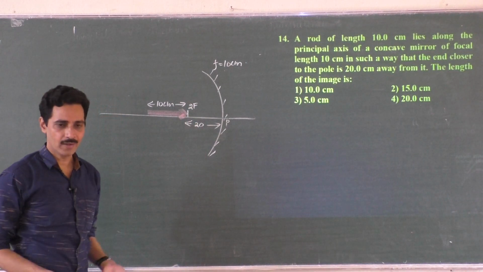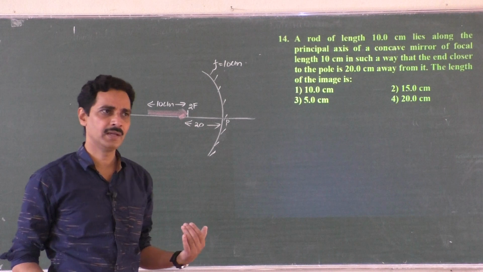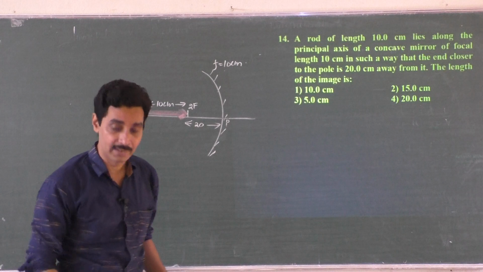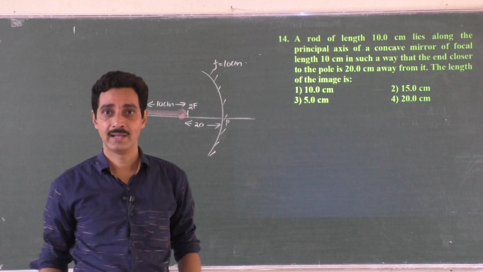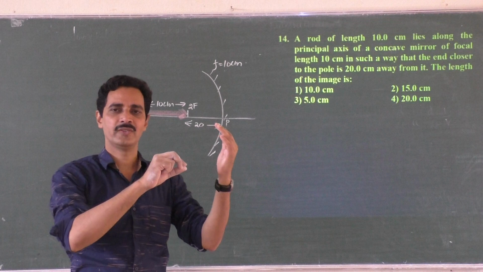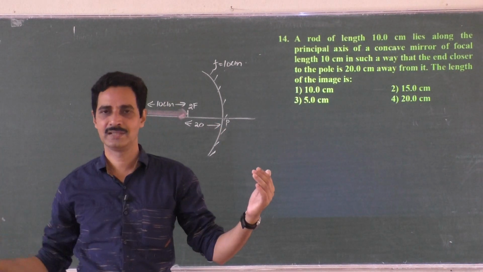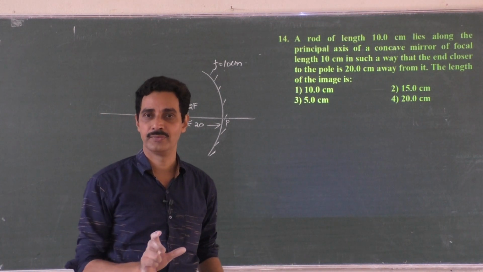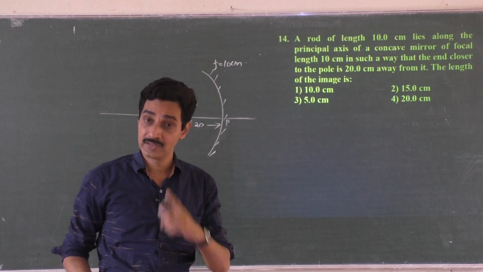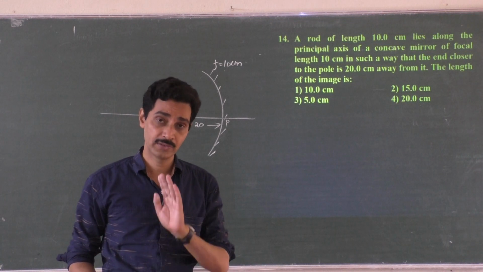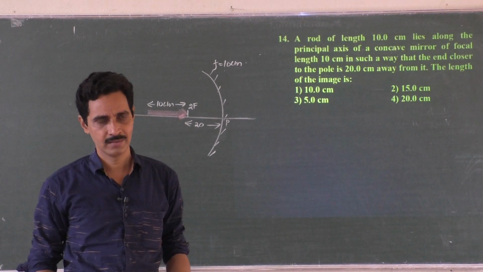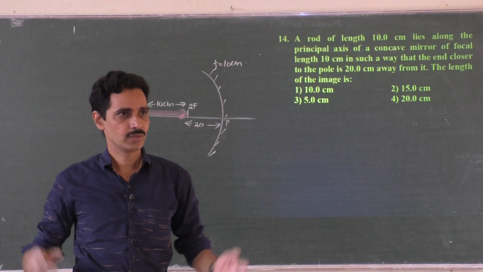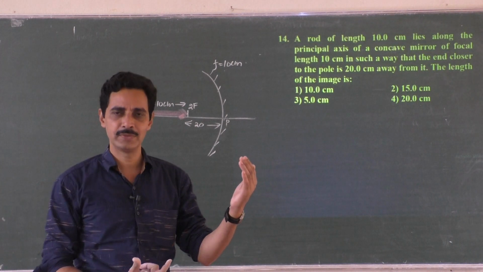Double the focal length. In a concave mirror, when the object is at infinity, the image is at focus, and this table should be very clear to you. You must be knowing all the ray diagrams. When the object is at focus, image is at infinity. When the object is beyond 2f, image is between f and 2f. Anything between f and 2f is smaller, away from 2f larger.